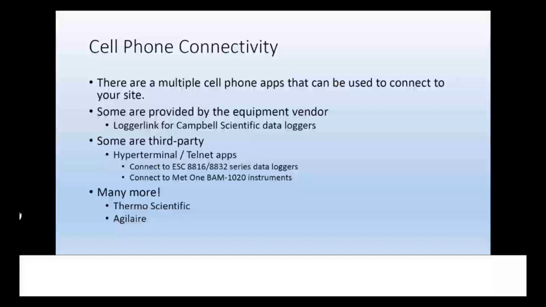There are also third-party apps that provide HyperTerminal-type Telnet access. That's useful for connecting to ESC loggers, especially the 8816, 8832 series or Met One bands. That allows you not only to look at data, but also, for example on a Met One band, to log in remotely and look at error codes and troubleshoot. Agilent also has apps. Thermo Scientific has apps. So next slide.